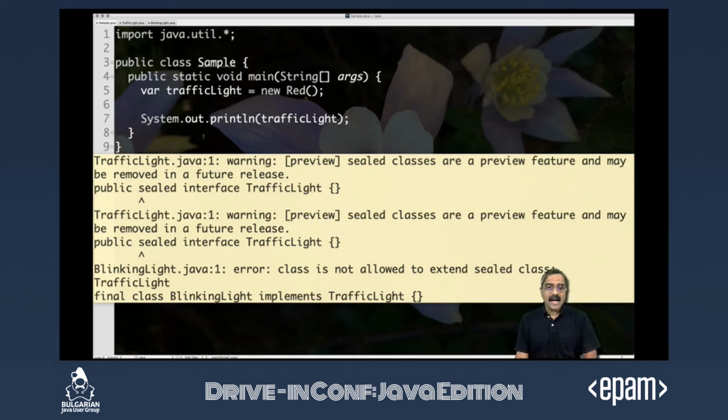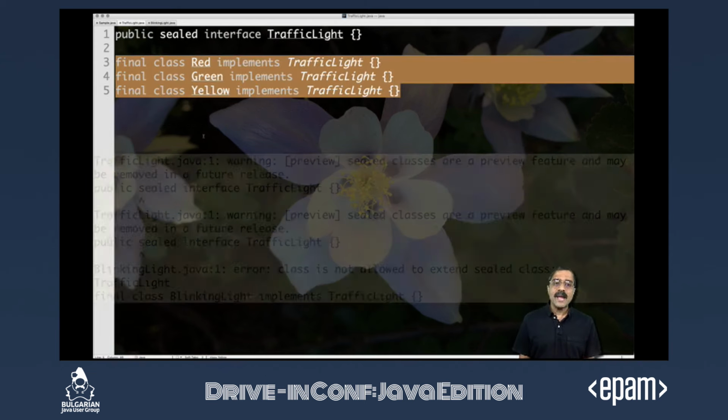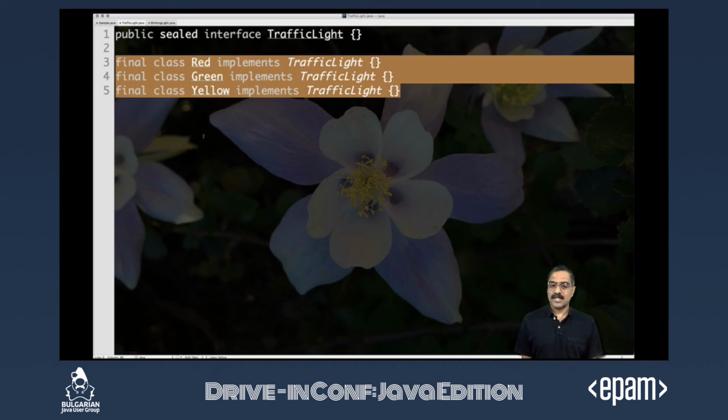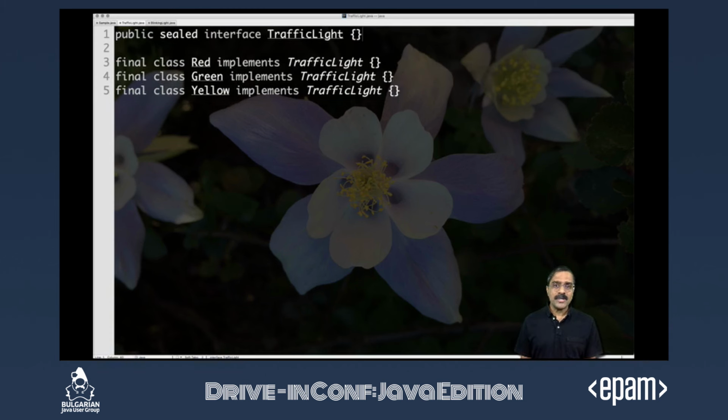So when I run it, I get an error. Class is not allowed to extend sealed class, as you can see. So I'm not allowed to extend the blinking light from the sealed class. So what do I do if I really want to do it? Well, I've got to get some permission. And that permission is to use permits. And this says red is okay, green is okay, yellow is okay, and a blinking light is okay as well.